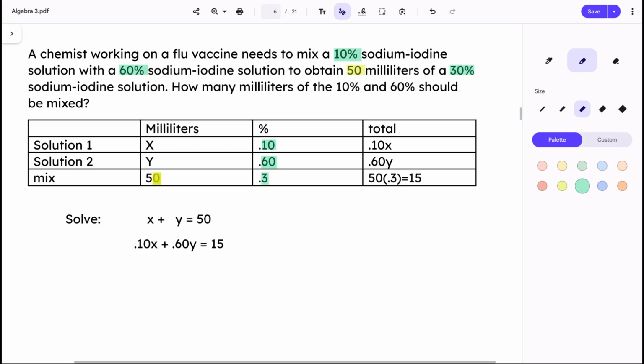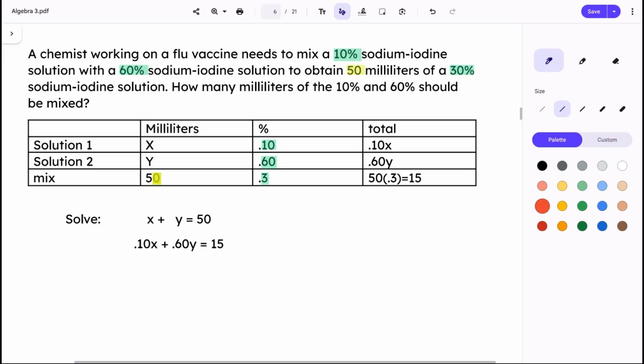What we can do is think about the two things that we're mixing as our variables, x and y. Looking at our chart, milliliters is how much of each thing they're mixing together. We're going to call one solution 1 and one solution 2, calling one x and the other y. When we mix them together, I want a total of 50 milliliters. That's how much I want my mixture to come out to be. My second column is all those percentages of each individual solution and of my mixture solution. And then the total column is what we're going to start to use when we're trying to write out a formula.